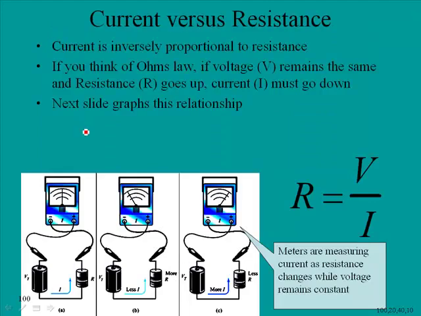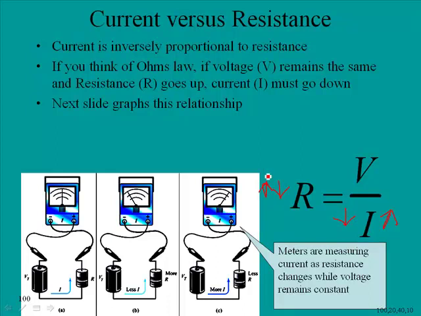Now, the second part of Ohm's law said that current is inversely proportional to resistance. And so the rule here is that as current goes up, resistance goes down, and as current goes down, resistance goes up. And so let's take a look at this one.